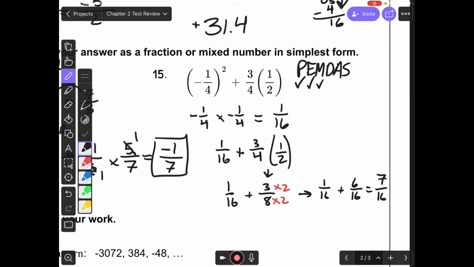Again, I go back and check my negatives. This is positive. This is positive. This is positive. I should have a positive answer.